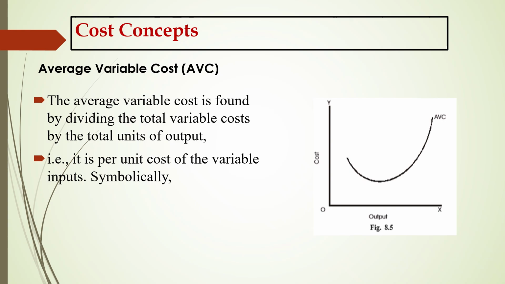Similarly, now we will see average variable cost. Average variable cost is found by dividing the total variable cost by total units of output, similar to that. So how do we write the formula for average variable cost? We write average variable cost is equal to total variable cost divided by total quantity. Similar to average fixed cost, in place of average fixed cost, we write average variable cost and we will divide total variable cost by total quantity. So we will again understand this with the help of a table.